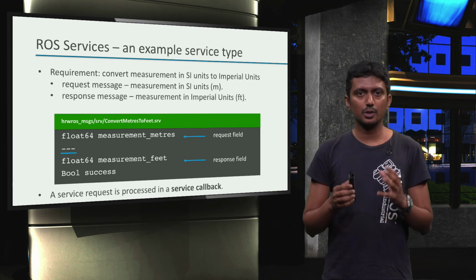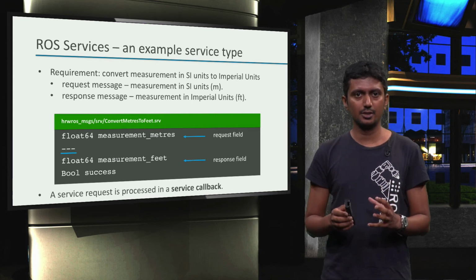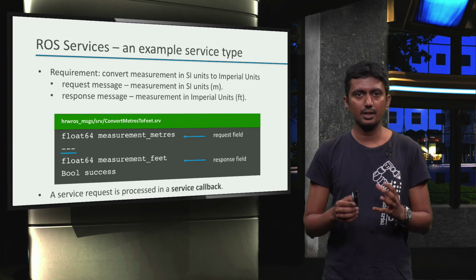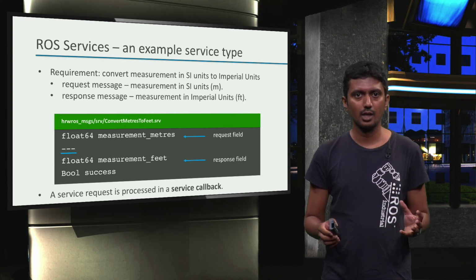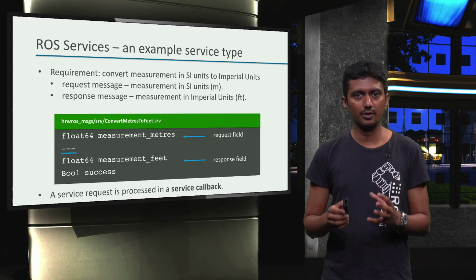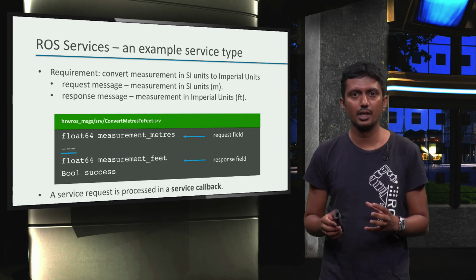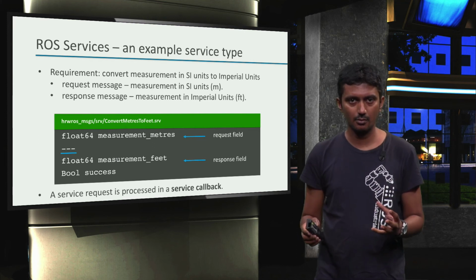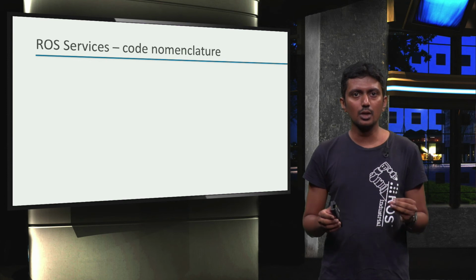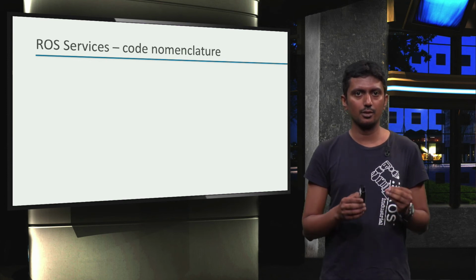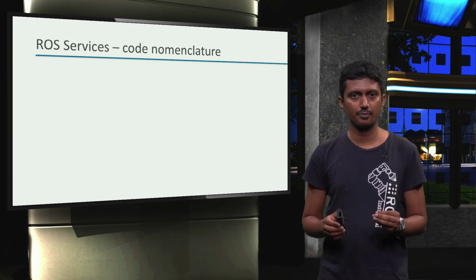Lastly, the processing of the data in the request message of a ROS service is done in the service callback function. We will look at this service callback function also in further detail in the code illustration. Now, let's take a quick look at the code nomenclature when using ROS services in ROS applications.